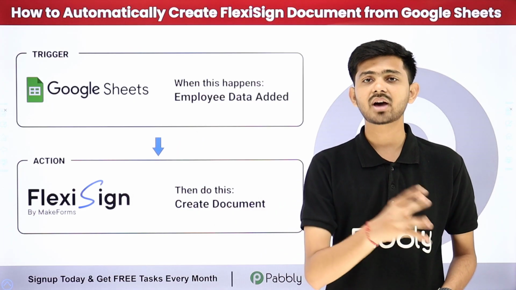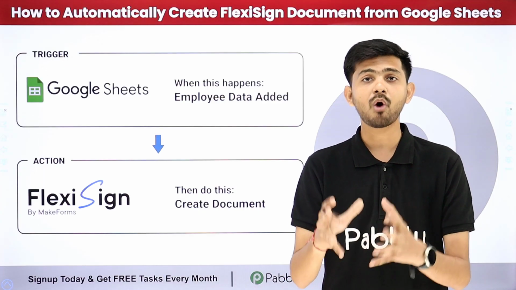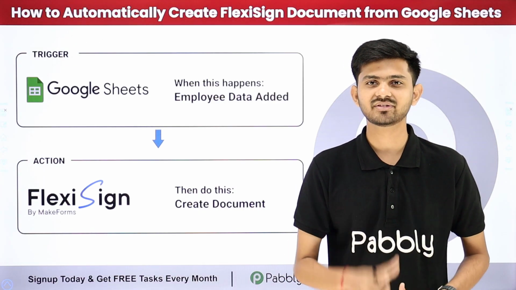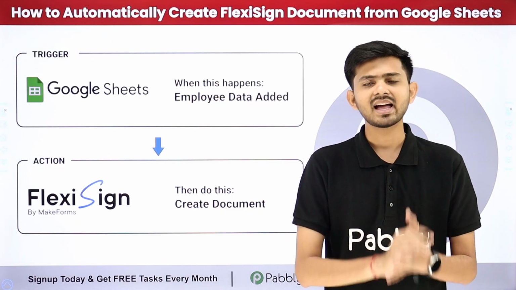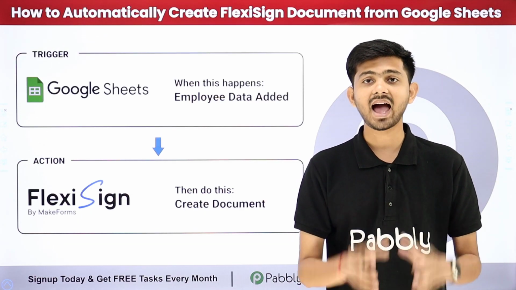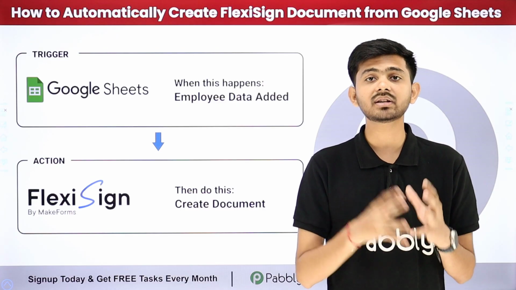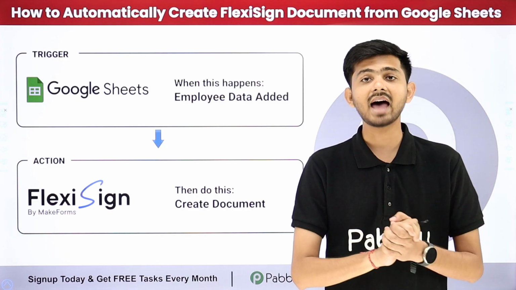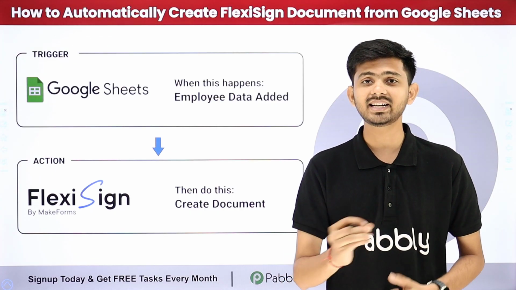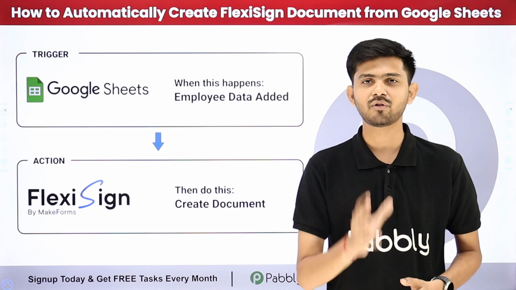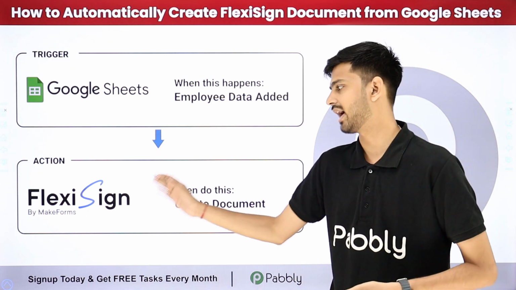So here I'm an HR manager at a company, and what I want is to automatically generate employee contract documents for all the newly hired employees. For that, I have a Google Sheet where I'm going to add all the details of the new employee, and as I add those details in my Google Sheet, then automatically, by using those details, I'm going to create a new employee contract document by using FlexiSign.